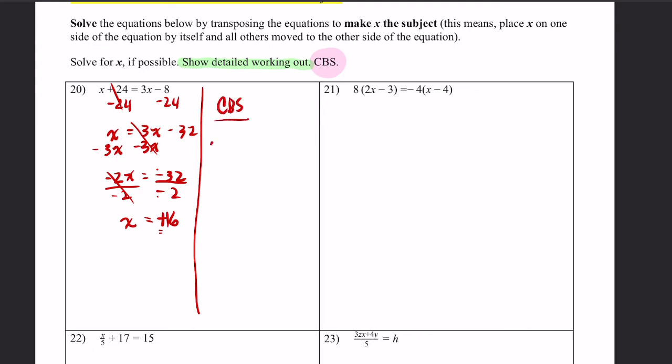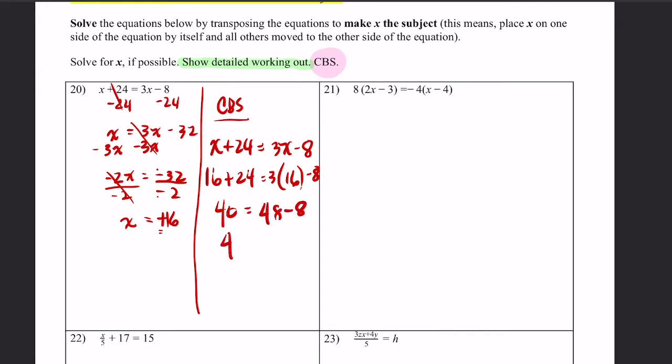So copy the original. x plus 24 equals 3x minus 8. And what is x? x is 16, plus 24, equals 3 times 16 minus 8. 16 plus 24 is 40, equals 48 minus 8. 40 is equal to 40. So left side equals right side. That means this is correct.